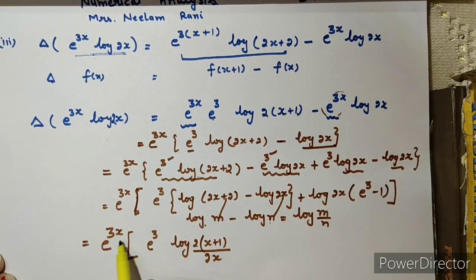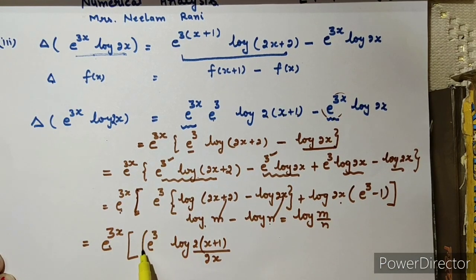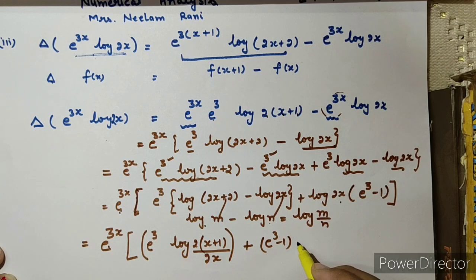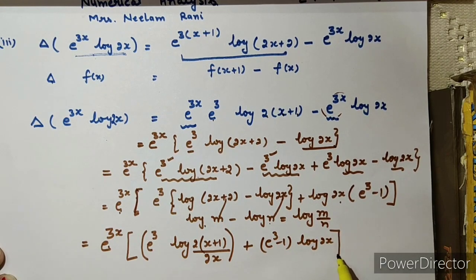Okay. So e^(3x) is with this one, e^(3x) is this one. So I am putting here this bracket plus e^3 minus 1 and this is log of 2x. If you want to make further multiplications, you can't, but just cancel out this one. This will be the required answer.